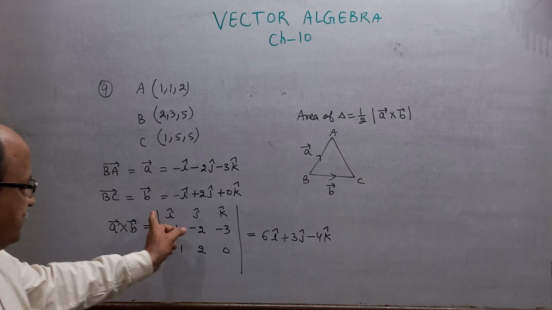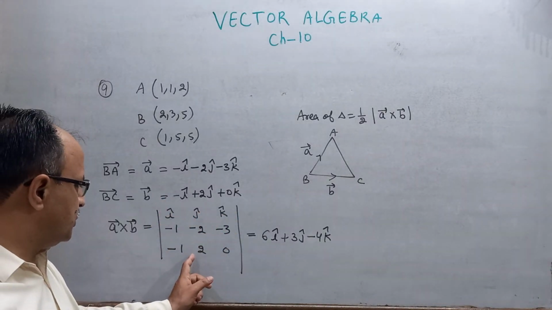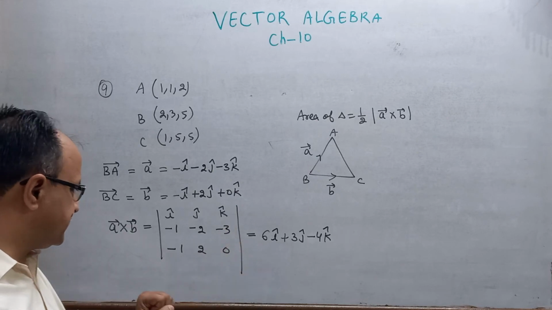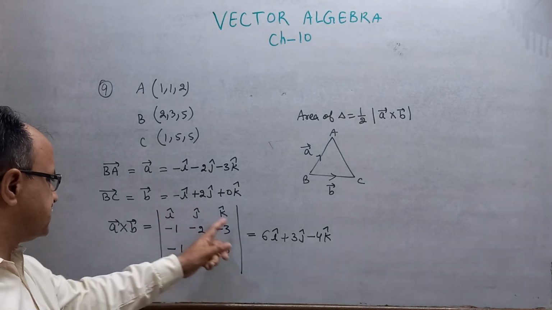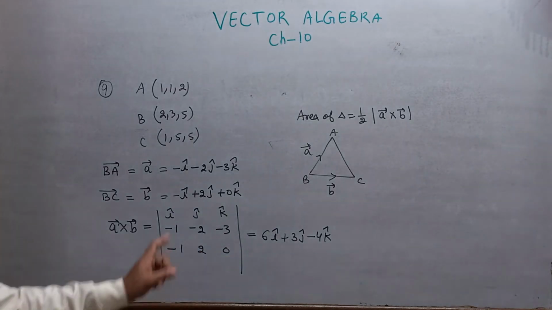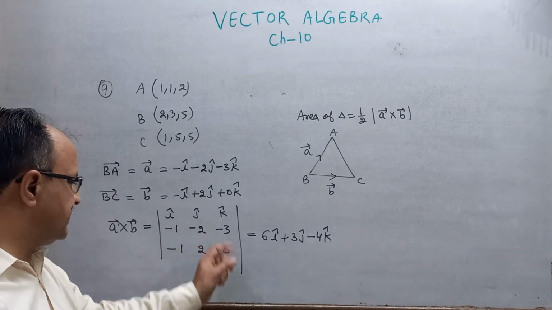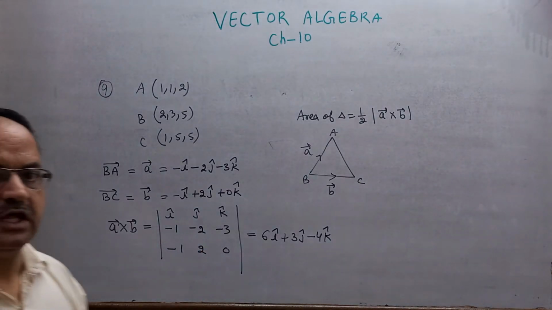You can check again. First row, first column cancel. 0 plus 6. Correct? This cancels. 0 minus 3, already negative sign. First row, third column cancel, minus 2 and minus 2, minus 4. Here, A cross B, no?